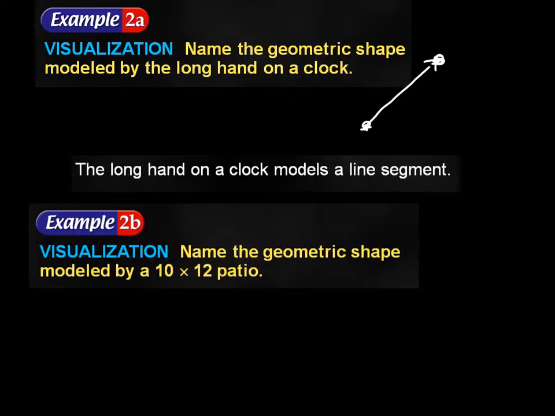If we have a 10 by 12 patio, the geometric shape that comes to my mind is a rectangle.